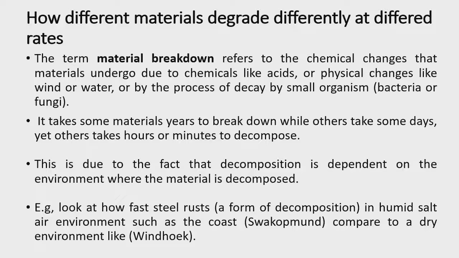Now, I also need to look at how different materials degrade at different rates. So we have different materials that degrade differently at different times, and that is actually depending on the environment where they are. So the term material breakdown actually refers to chemical changes that materials undergo due to chemicals like acid, physical changes like maybe wind or water, or by the process of decay by small organisms such as bacteria or fungi.